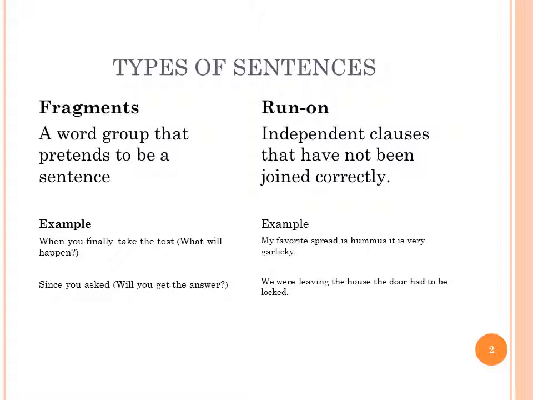If I chose to, I could also add a coordinating conjunction, and by doing that, I would just simply add a comma behind the word hummus, and then choose the word and. My favorite spread is hummus, and it is very garlicky.